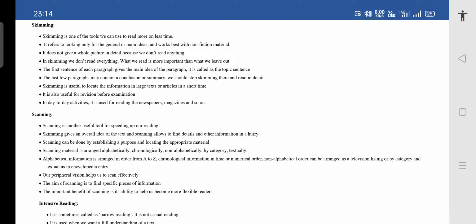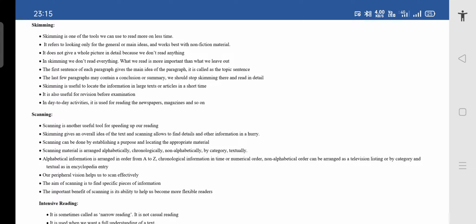Skimming. Skimming is one of the tools we can use to read more in less time. It refers to looking only for the general or main ideas and works best with non-fiction material. It does not give you a whole picture in detail because in skimming, we don't read everything. What we read is more important than what we leave out.